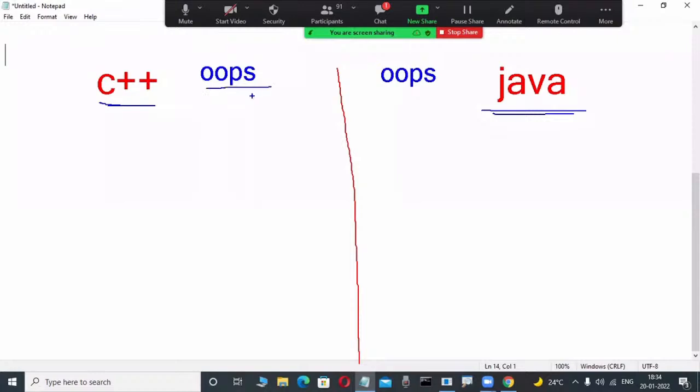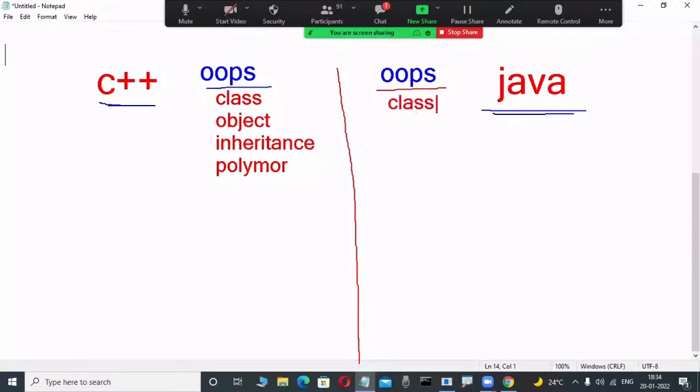OOPS concepts, maybe some fellows have an idea: the class concept, the object concept, the inheritance concept, the polymorphism concept. Same in Java also: what is class, what is object, what is inheritance, what is polymorphism. So many concepts are there. That's why conceptually class, object, inheritance, polymorphism are the same in C++ and Java. Encapsulation, binding, something like that. But observe here.